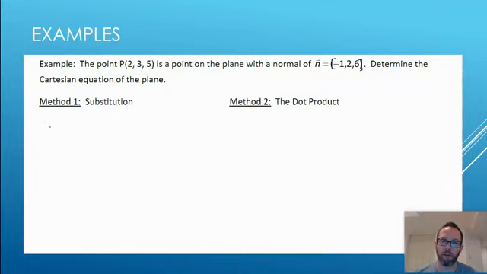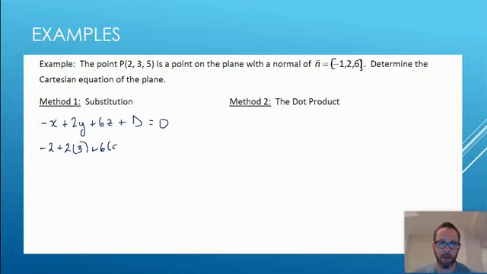Well, our first method is to use substitution. So right away we know, if we know the normal, this is great. We know that the equation of our plane looks like -x plus 2y plus 6z plus some number d equals 0. So if you have the normal, you know 3 of those 4 coefficients, and that's great. To get the last one, just like we did with R2, one method is, if you have a point, plug in your point. So we're going to plug in the point (2, 3, 5). So -2 plus 2 times 3 plus 6 times 5 plus d equals 0.